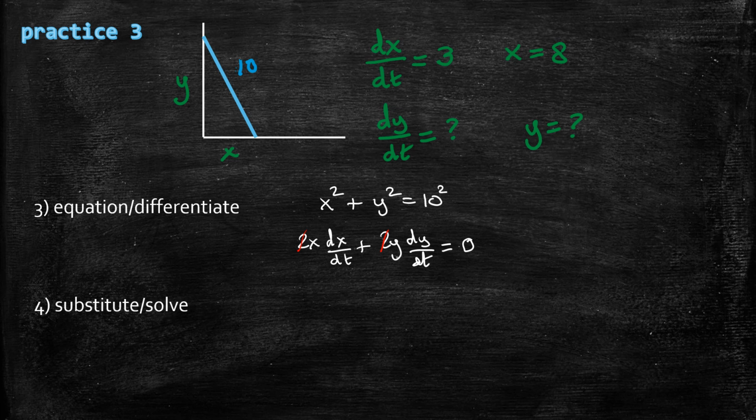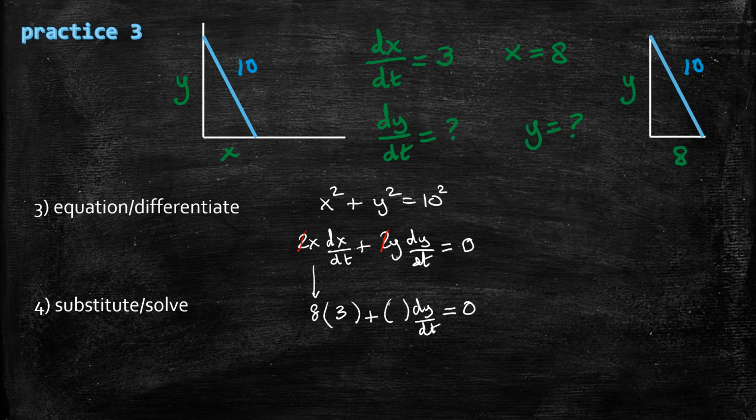We know that we are interested in when x is 8, and we know that dx/dt is 3. And here we go. It seems like we need to know what y is. So dy/dt is unknown. We want to find that, but we cannot solve this equation unless we find the value of y, the snapshot value. So that's what we're going to do now.